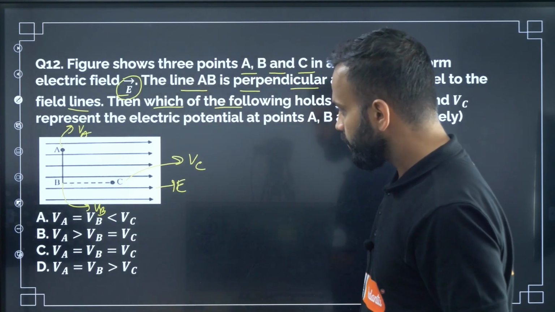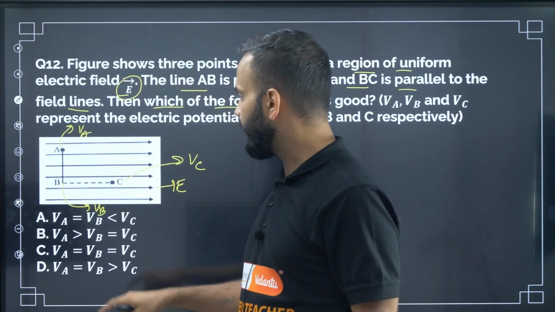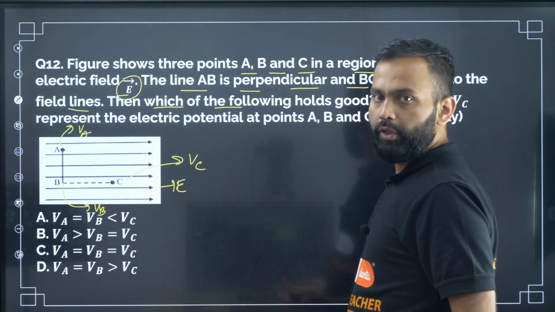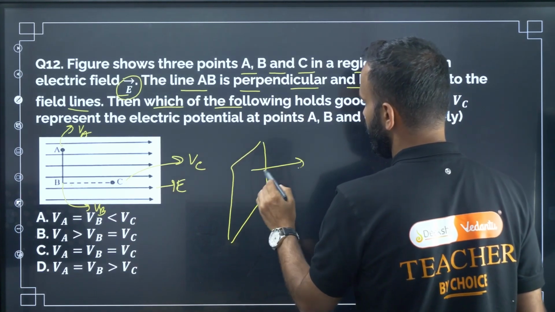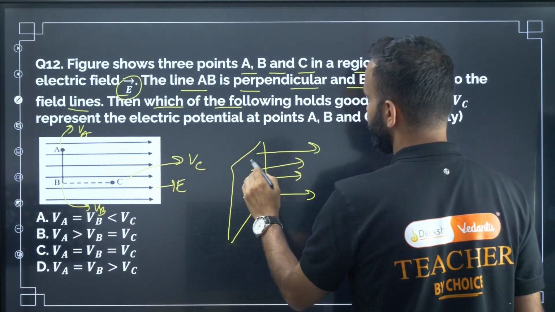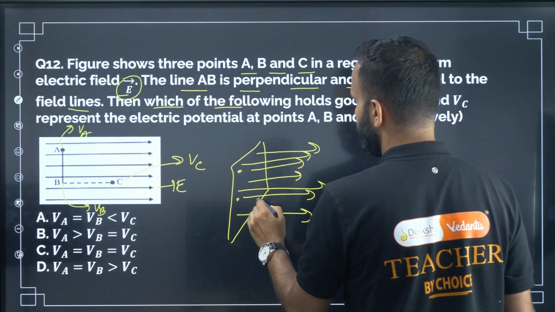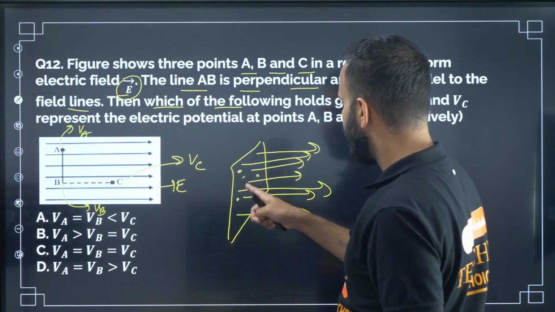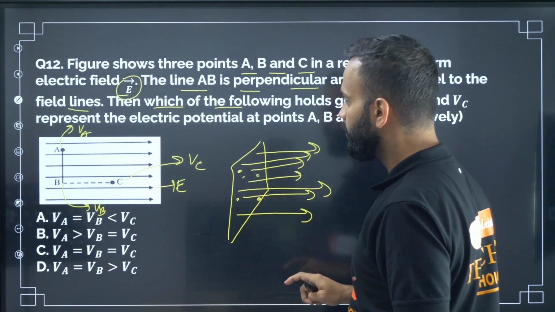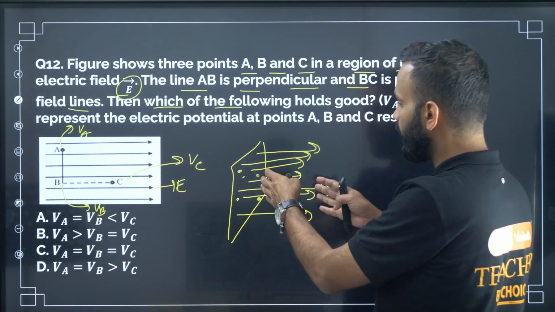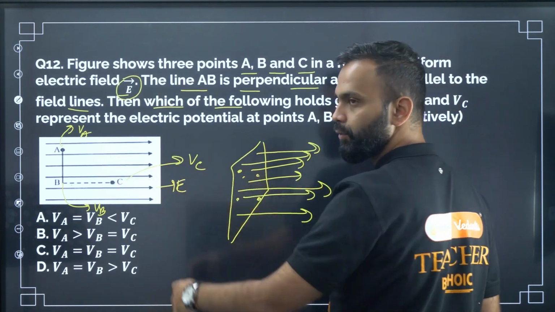At A and B, the potential is same because it's an equipotential surface. On an equipotential surface, the electric field is perpendicular to the surface, right? At every point here, the electric potential is same, right? I am drawing here the 3D diagram of this one.